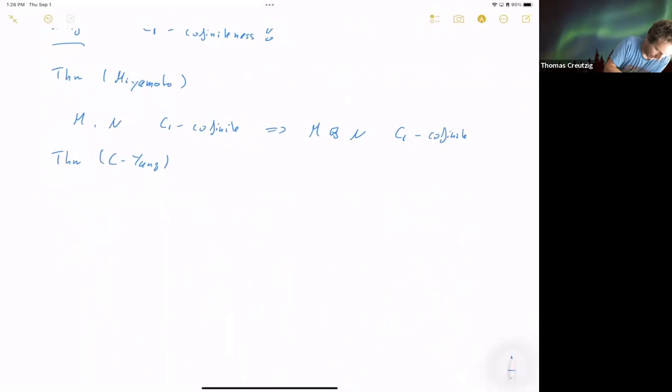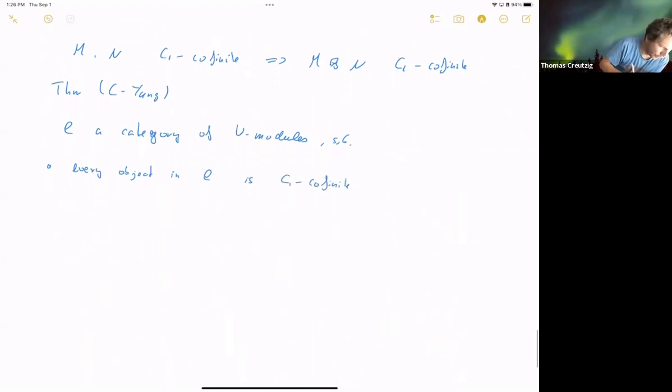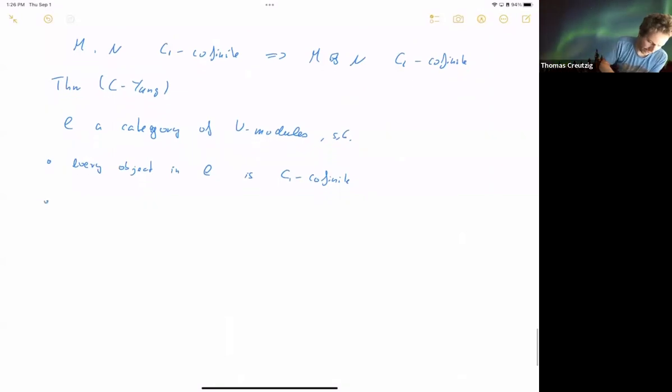So we want C to be a category of modules for a given VOA, such that it satisfies a few properties. So what do we need? We need every object in C to be C1 cofinite. That's the key property. And then one should consider the other conditions as mild, though they are not necessarily that mild.